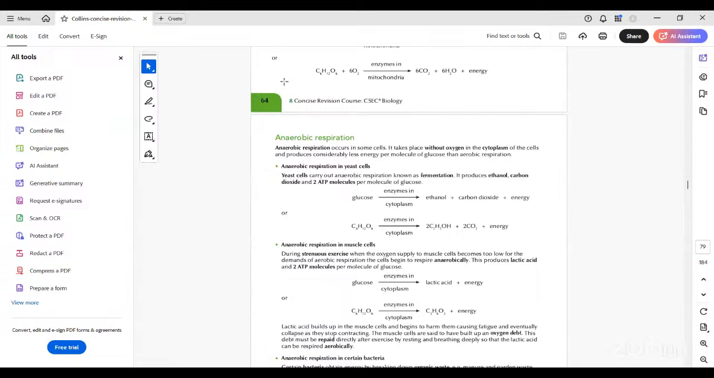During anaerobic respiration, the glucose doesn't fully break down, and due to it not being completely broken down, it creates lactic acid, which in turn causes muscles to become fatigued and slow down.